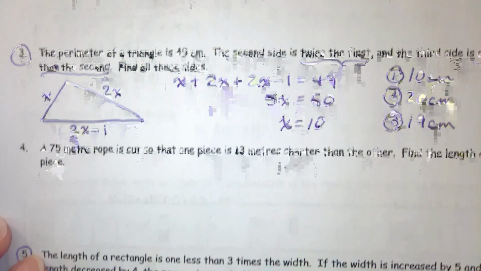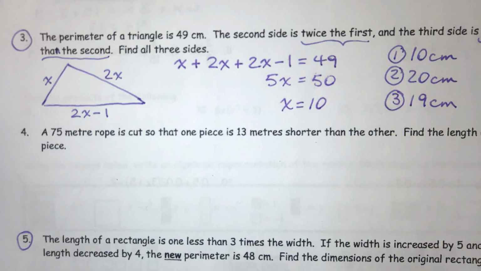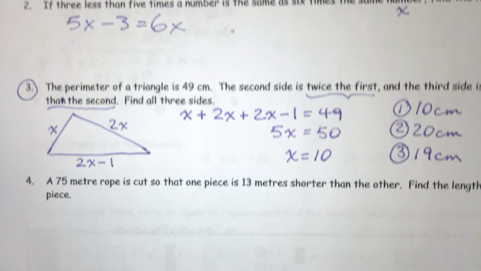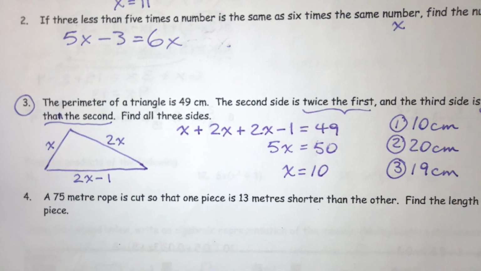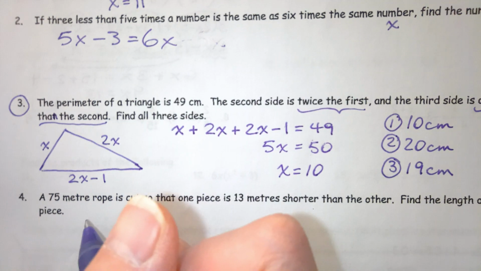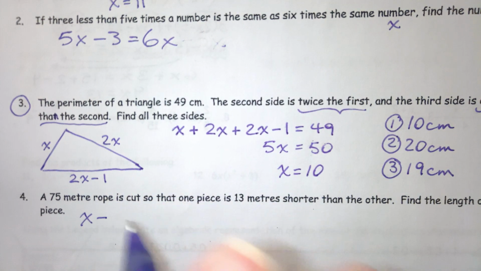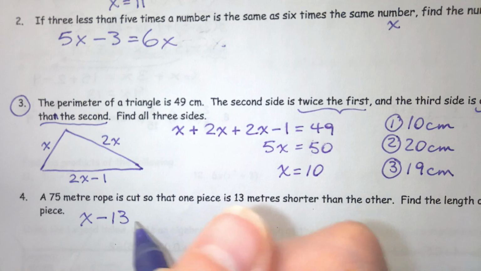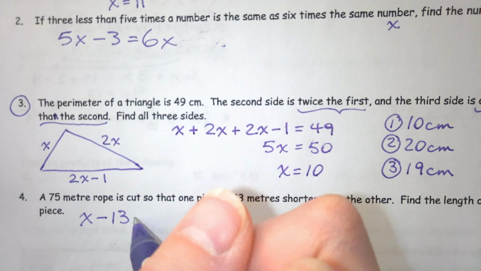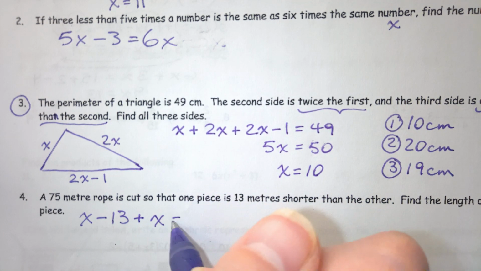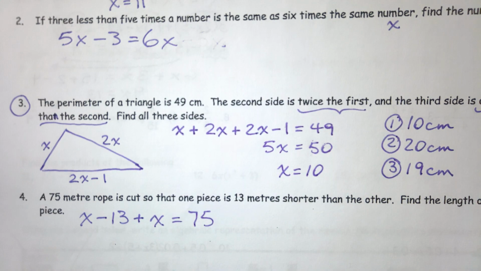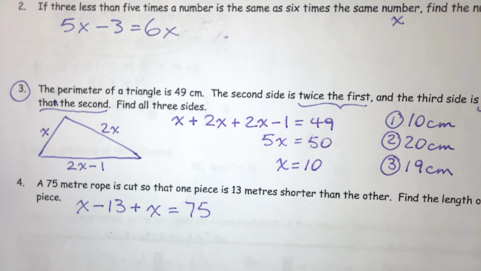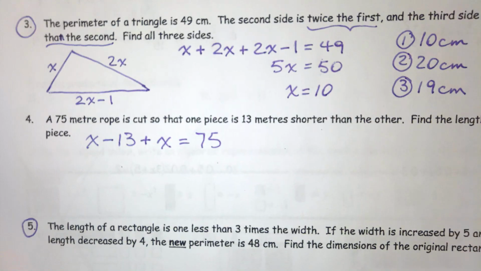Number 3, we did this. Number 4, who has the equation for number 4? Ethan. x minus 30 plus x equals... Like this? Yeah. Okay. Thank you. Okay, and then this last one right here.